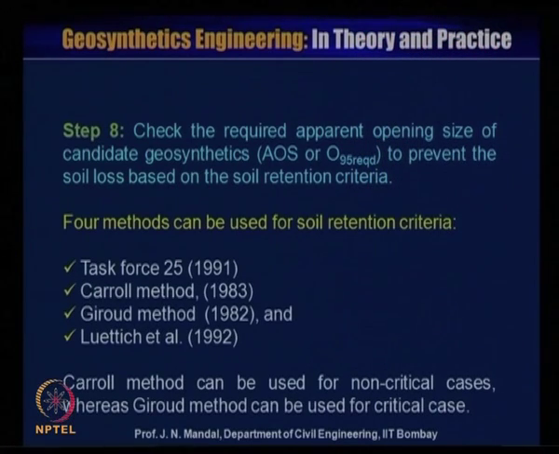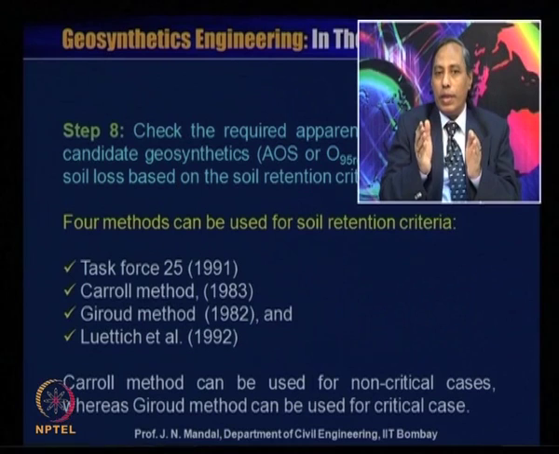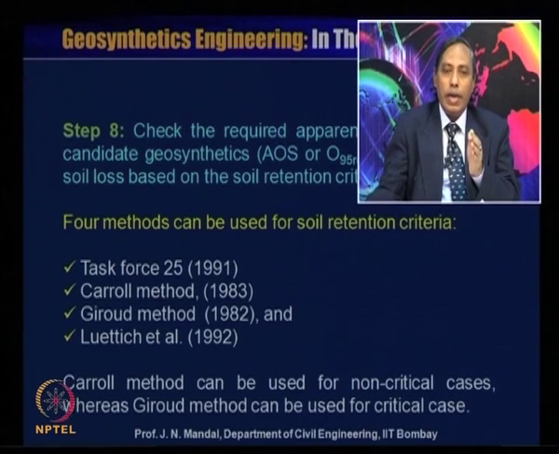Step 8, check the required apparent opening size of the candidate geosynthetics, that means AOS or O95, required to prevent the soil loss based on the soil retention criteria. Now there are 4 methods that can be used for soil retention criteria: Task Force 25 1991, Carroll method 1983, Giroud method 1982, and Luettich ETL 1992. Carroll method can be used for non-critical cases, whereas Giroud method can be used for critical cases.